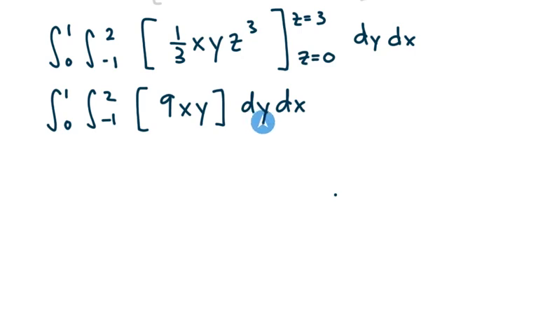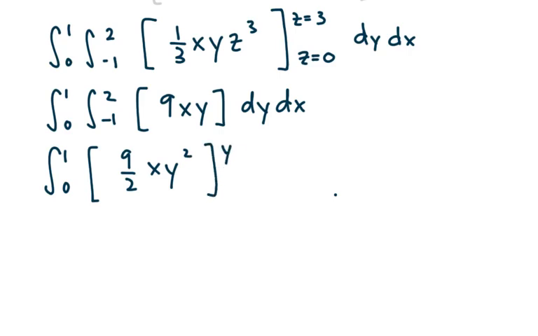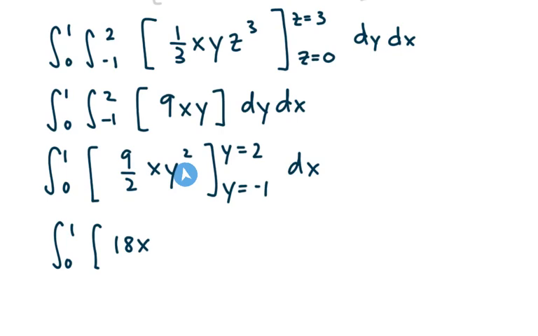All right, now let's integrate with respect to y. So that's going to be a y squared over 2, 0 to 1. I have 9 halves xy squared. We've got y equals 2 to y equals negative 1 dx. Plugging in 2, I have 4, 36 over 2. That gives me 18x. Negative 1, that's positive 1. So 18x minus 9 halves x dx.